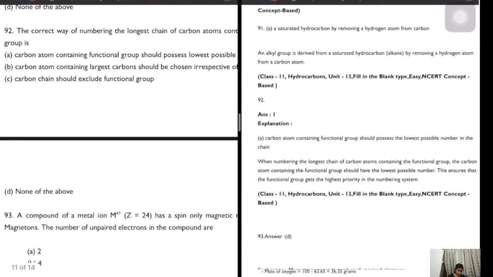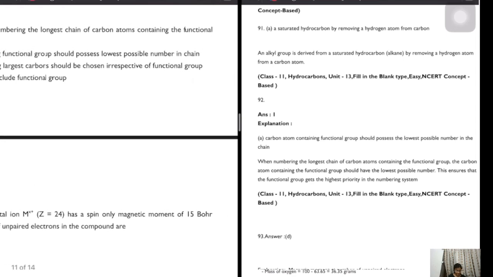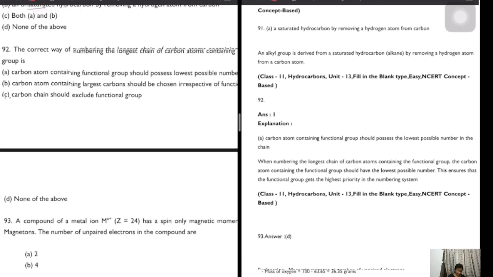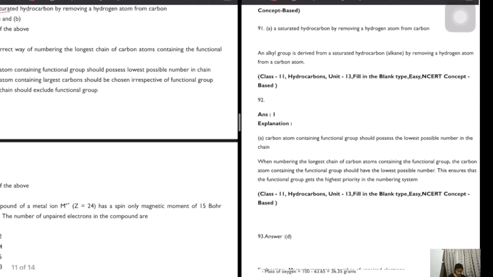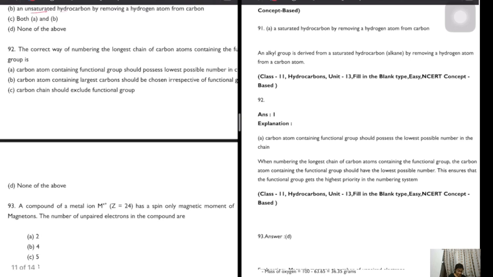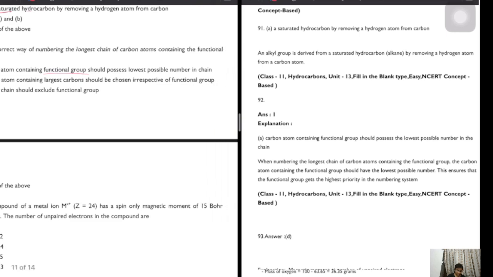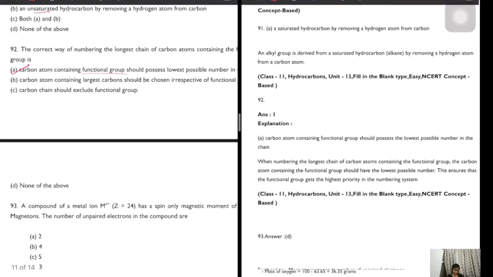In the next question, the correct way of numbering the longest chain of carbon atoms containing the functional group is option 1. Carbon atom containing functional group should possess lowest possible number in chain. Obviously, this is correct. Lowest possible. If we have a functional group, it is always numbered first. Carbon atom containing larger carbon atoms should be chosen irrespective of the functional group. No, we choose functional. Carbon chain should exclude functional group. It should include functional group. So the answer would be 1.